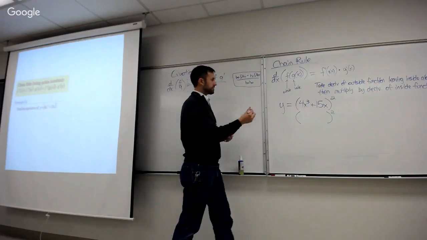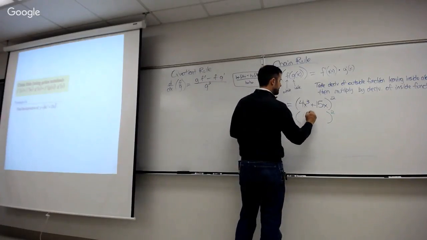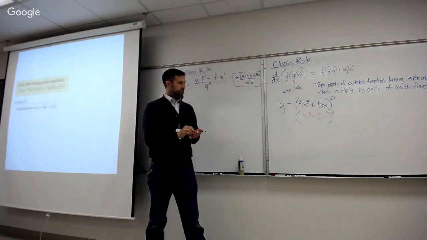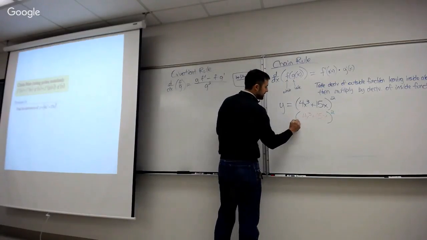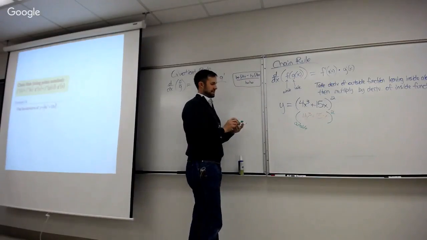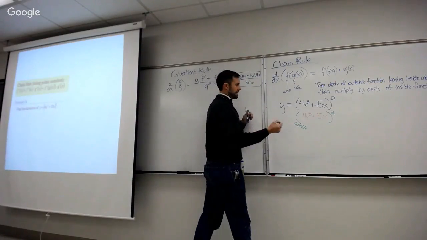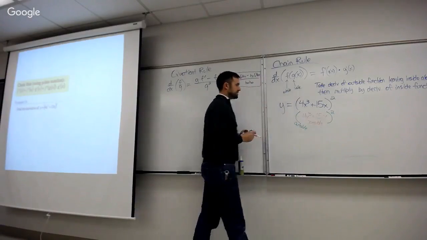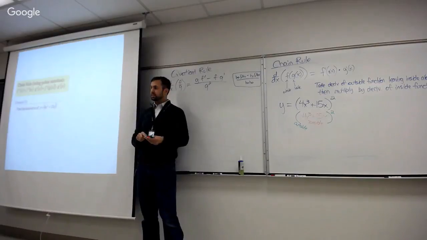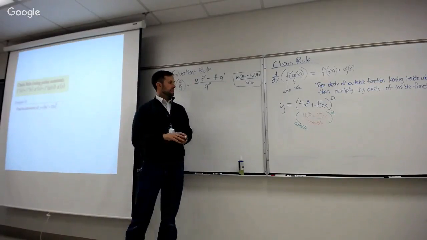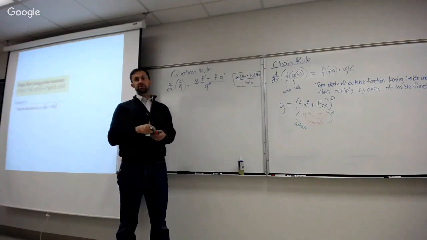4x. Yeah, 4x cubed plus 15x. So the outside function is the fact that you have this whole parenthesis thing being squared. And the inside function is the 4x cubed plus 15x that's actually inside that parenthesis. So visually, it's really important that we're able to distinguish that so that we can then proceed to actually do the chain rule.